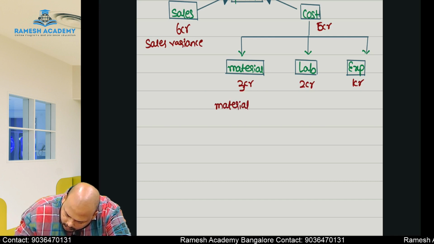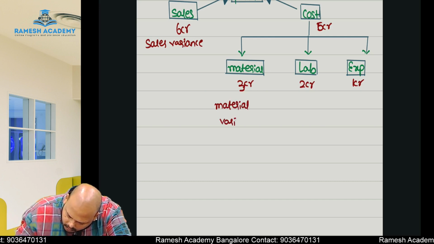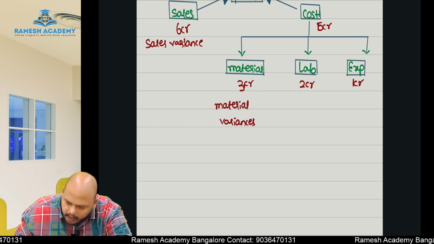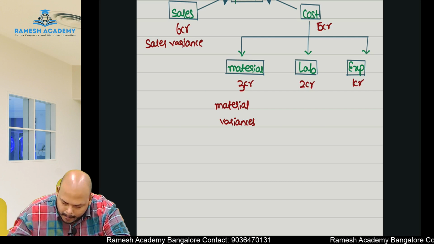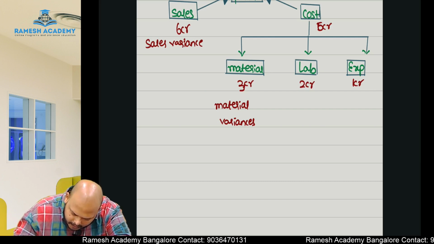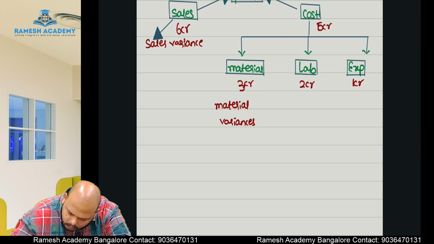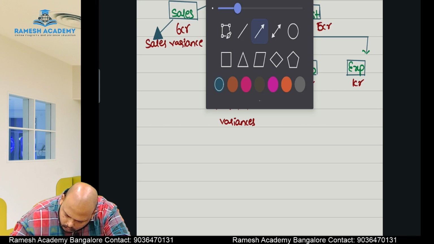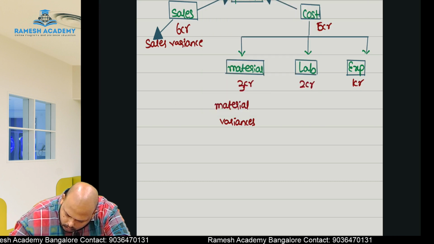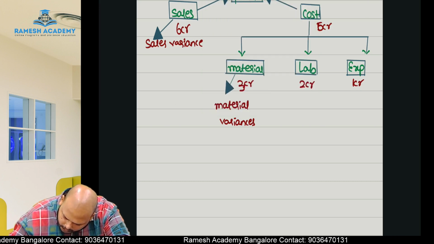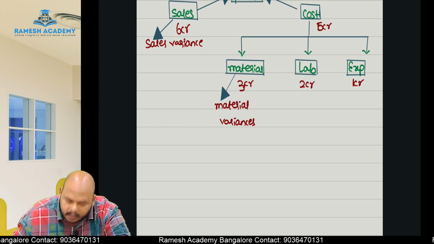We will call it which variances? Material variances. Understood? Here we will call it a sales variance. Here we will call it a material variance.